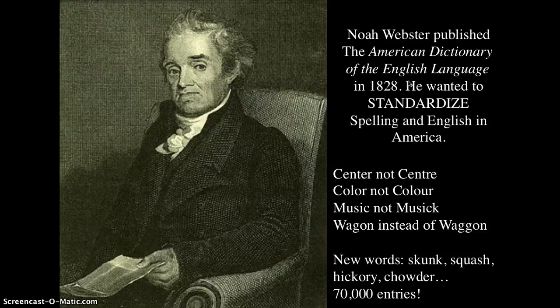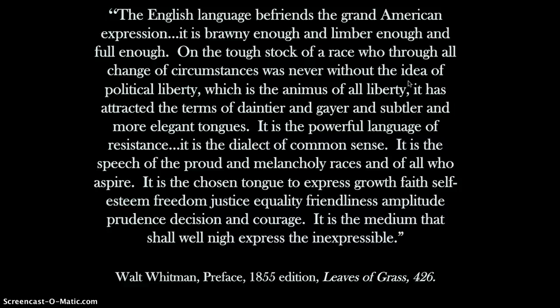He wanted to standardize both spelling and English in America, adopting ER on words like center and theater, not RE like it is in England, color, no U, music, no K, wagon with one G instead of two as it was in English at that time, as well as adding Native American and particularly American words that had developed in the time when America became separate. So words like skunk and squash and hickory and chowder became part of the American lexicon in Webster's dictionary, which had initially over 70,000 entries.